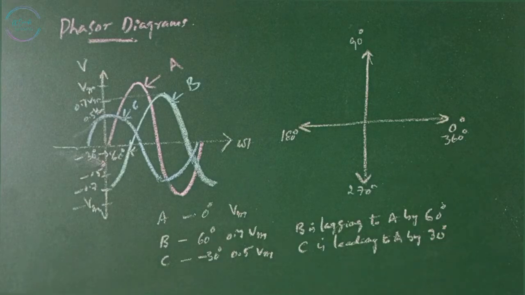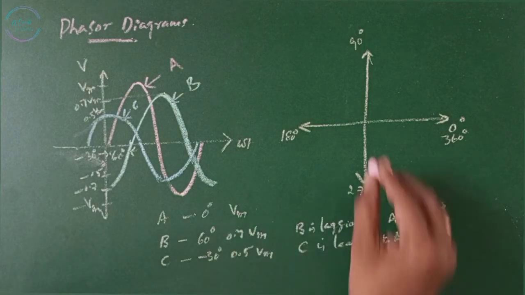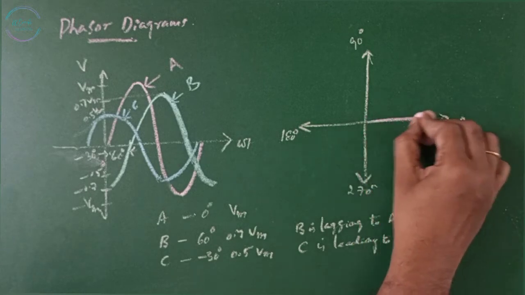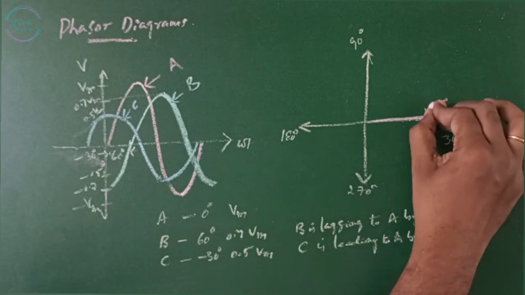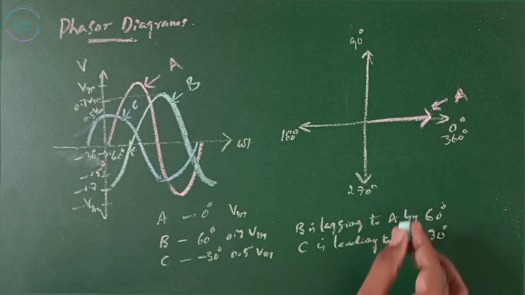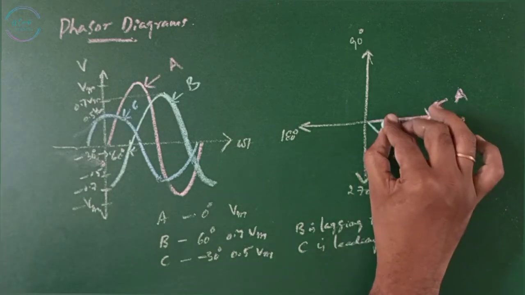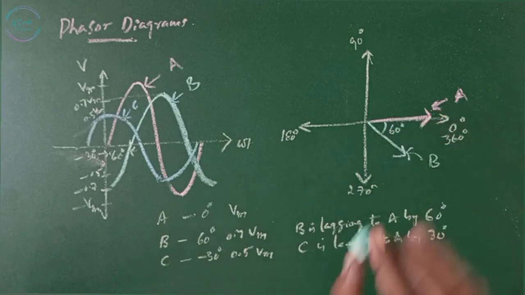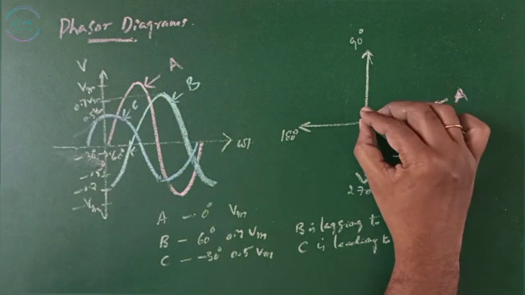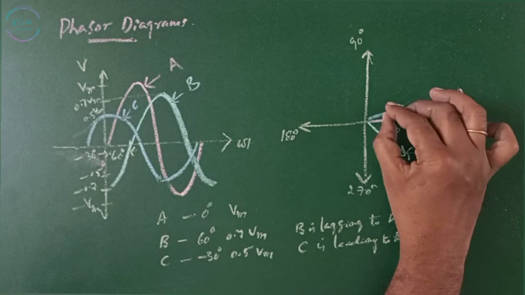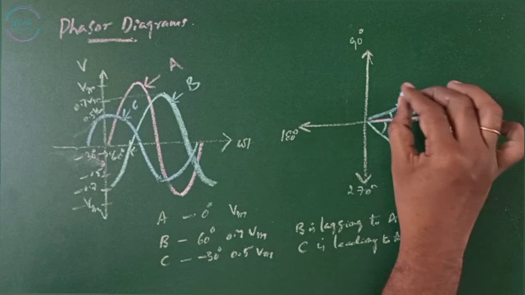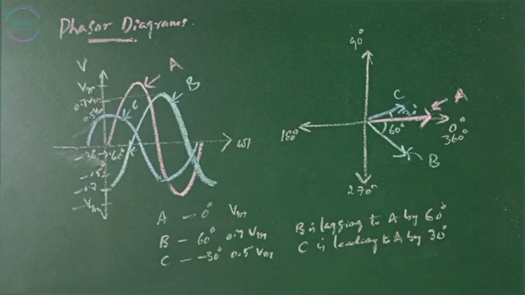Now, how to represent that in a phasor diagram? At 0, we are considering the waveform A with Vm. This is A. Now, the B is lagging with the magnitude 0.7. This is B, 60 degrees lagging. Then C, 30 degrees leading, and half of it. This is 30 degrees, C. This is our phasor diagram regarding these three waves.